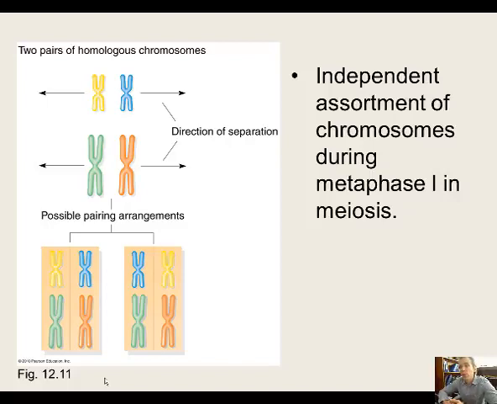Independent assortment occurs in metaphase 1. The homologous chromosomes pair up, shown here as a yellow and blue pair, and green and orange. And they can either align themselves this direction, shown on the bottom left, yellow on the left, green on the left, or in this configuration, shown blue on the left and green on the left. Those two combinations give you different kinds of gametes. If alleles are found on these chromosomes, for example, purple versus white, tall versus short, they will arrange into gametes in independent ways. So you could have purple and tall, purple and short, white and tall, and white and short.